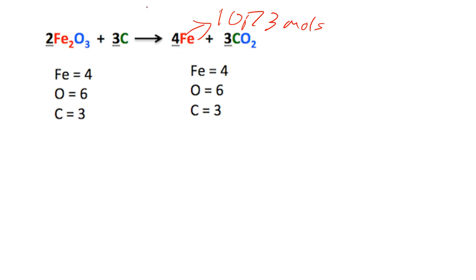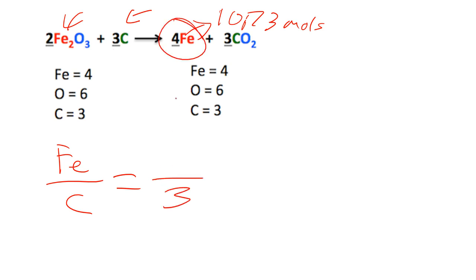Okay, now you have to figure out how much iron oxide was there and how much carbon was there. Well, we can figure it out once again by molar ratios. The amount of iron over, let's say, carbon, we want to figure out that first. For every 3 carbon atoms, we will produce 4 iron atoms. Okay, 3 to 4.